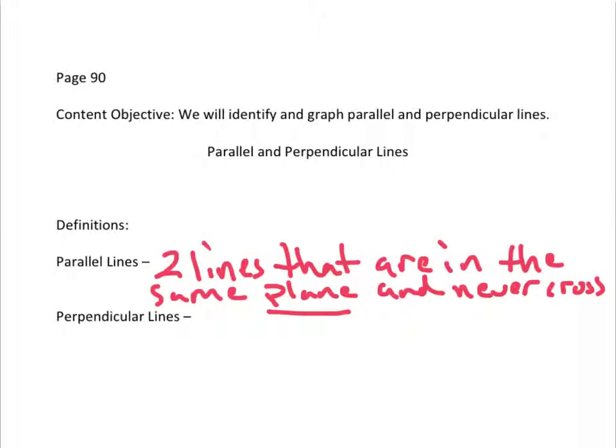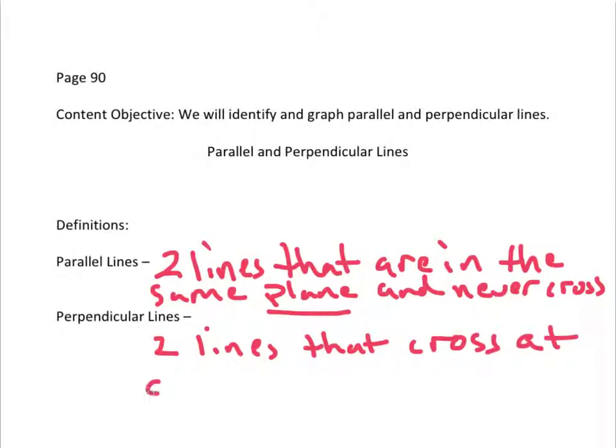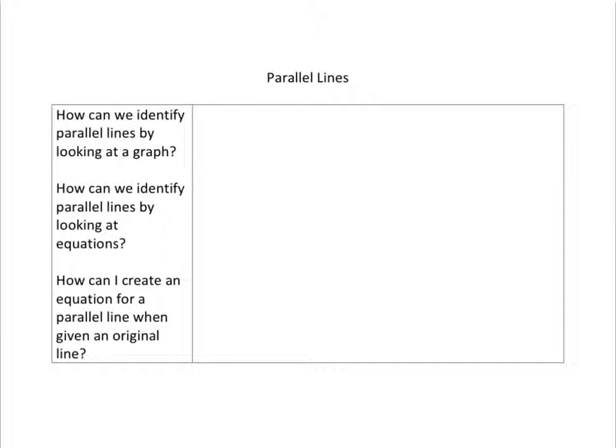And then perpendicular lines are going to be two lines that cross at a 90-degree angle. So how can we identify parallel lines by looking at a graph? Please write all of these questions. So write those. And then here are your responses.